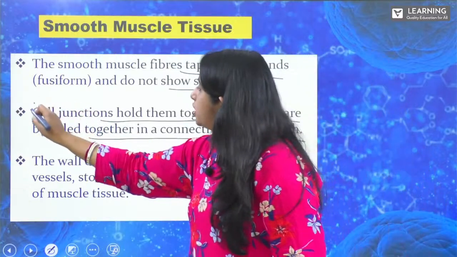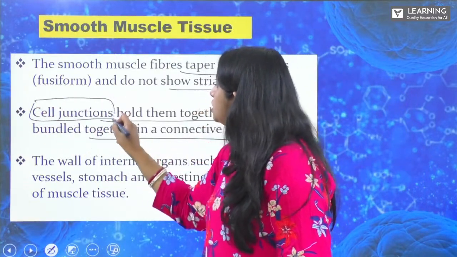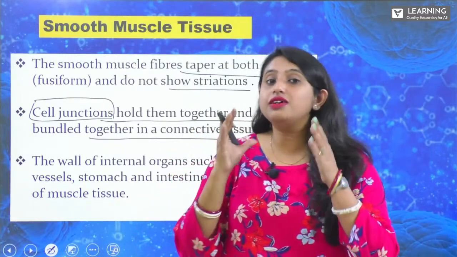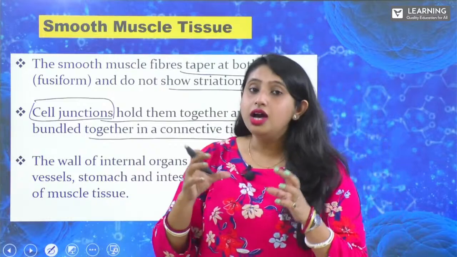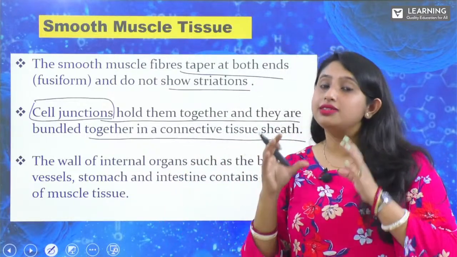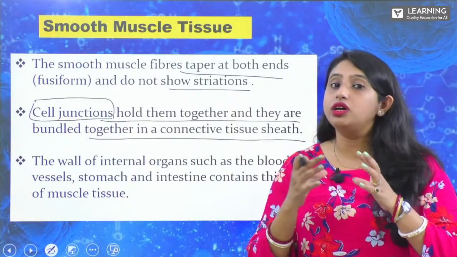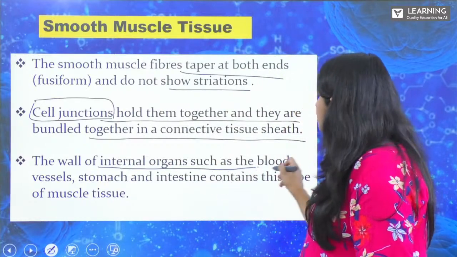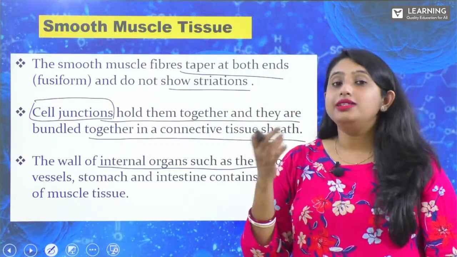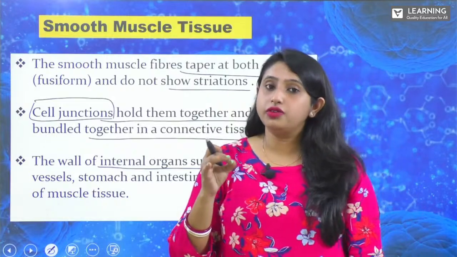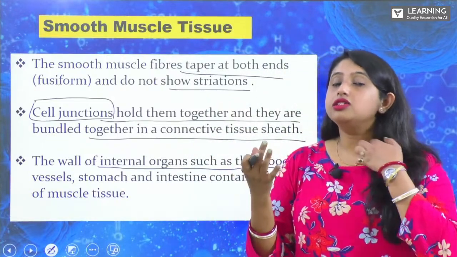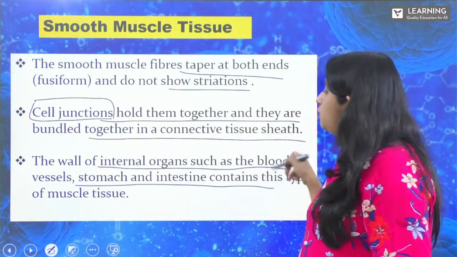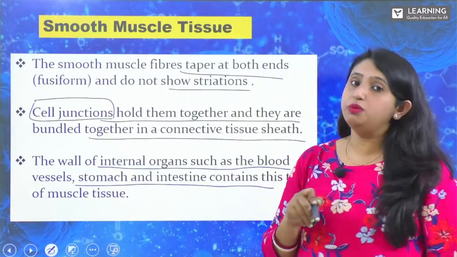And the cell junctions, we have studied in the last class. What is the function of the cell junction? The cell junctions are responsible for holding the cells together. So they are held with one another with the help of the cell junctions. And the internal organs such as our blood vessels, stomach, kidney, lungs, all these internal organs are containing this smooth muscle tissue.